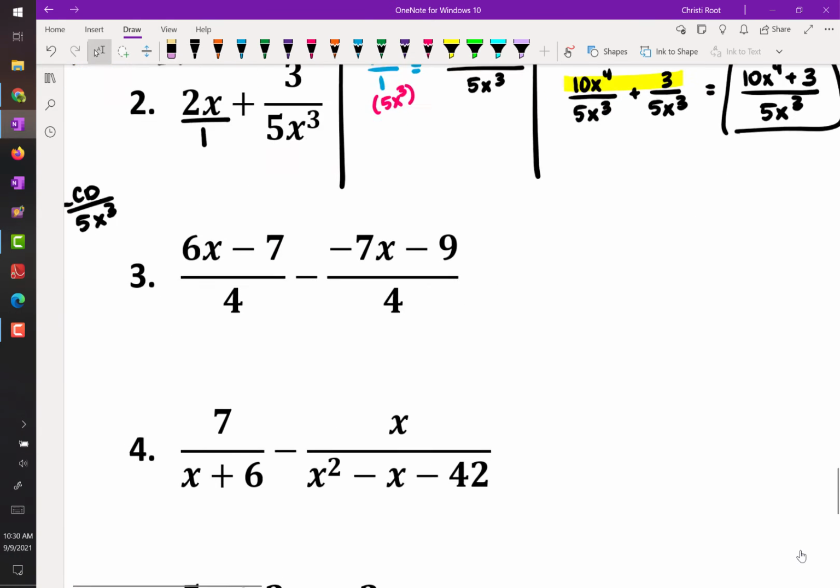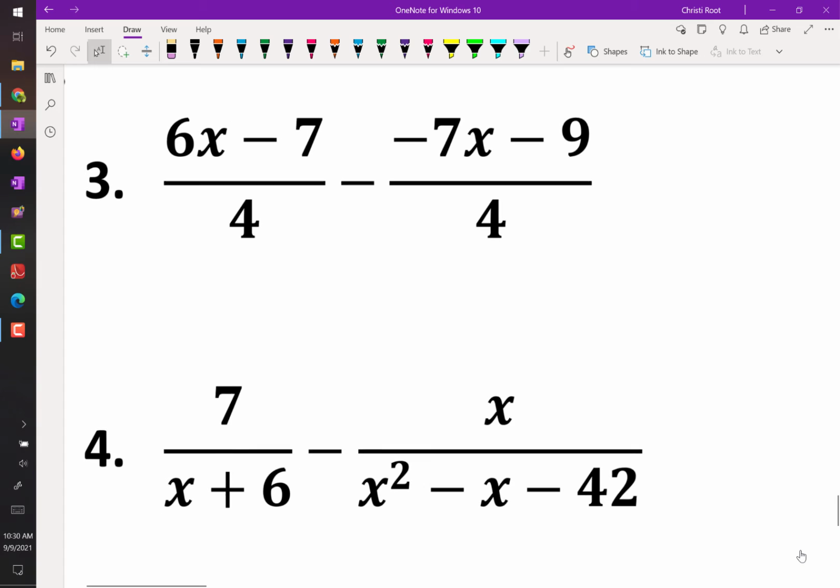Next one. So does this one have a common denominator? It does. So I don't need to find an LCD. I already have it. Do I need to write equivalent fractions? Nope. So I'm going to go directly into the subtraction part of it.